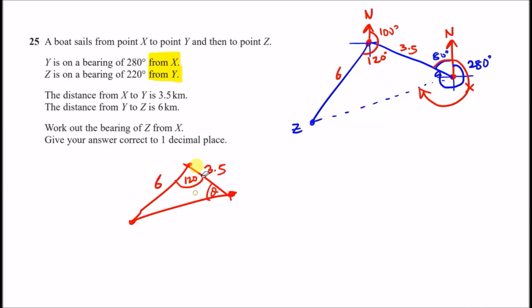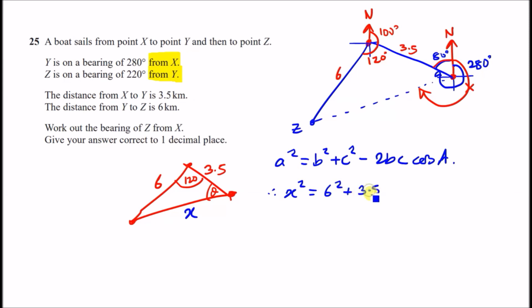So what we could do is use the cosine rule and try to work out this unknown length here. Let's call this unknown length x, yeah? So we can now use 6, 3.5, x, and angle 120. The cosine rule was something like that: a squared equals b squared plus c squared minus 2bc cos A, yeah? Where A is the angle of interest, which is 120, and little a is opposite the angle, which is x, meaning b and c will be 6 and 3.5. So therefore we can say x squared equals 6 squared plus 3.5 squared minus 2 times 6 times 3.5 times cos 120.